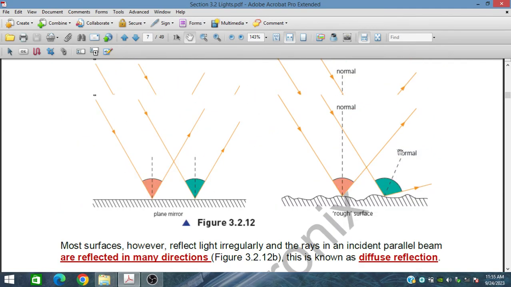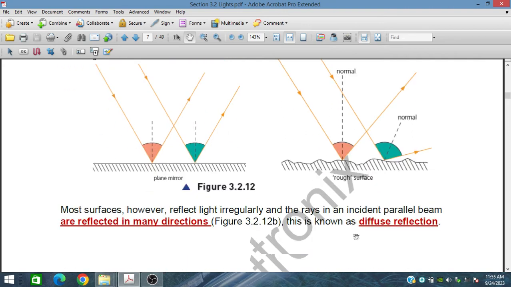Due to this diffuse reflection, we can see objects in a dark region where the lights are not on. Suppose we have lights on in a corridor, and we can see the objects in a dark room which is adjacent to that corridor, because of this diffuse reflection. That irregular reflection helps us to see the objects in a nearby region.